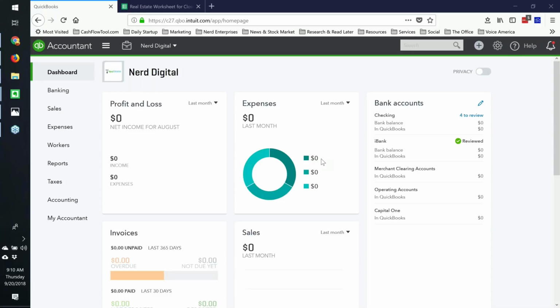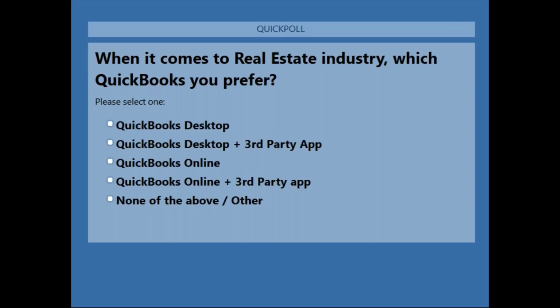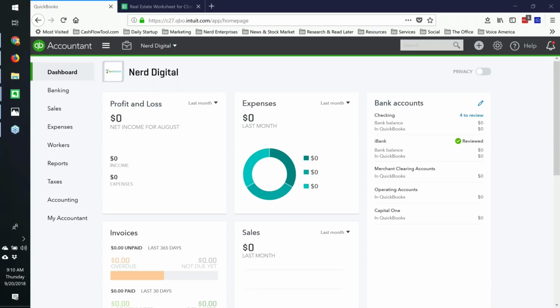When it comes to real estate, there are several preferences out there. Some folks say, no, I'm going to use QuickBooks Desktop. Some people say, I definitely want to use QuickBooks Online. And some folks say, I definitely want to use an app for real estate. And then obviously some folks have a preference of desktop or online and an app.